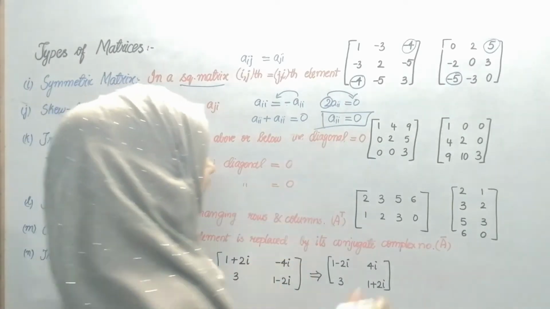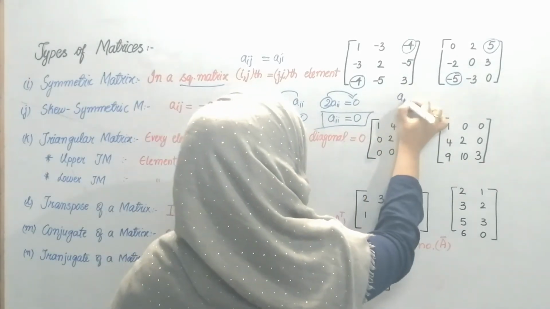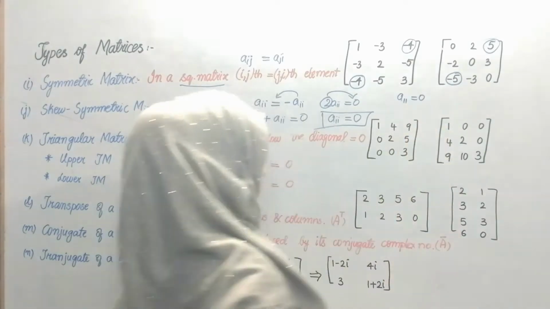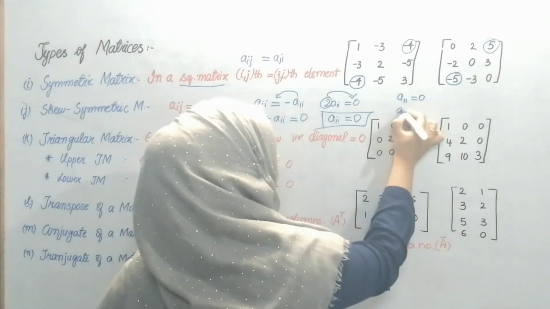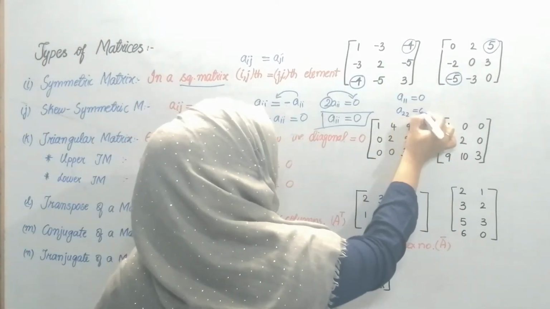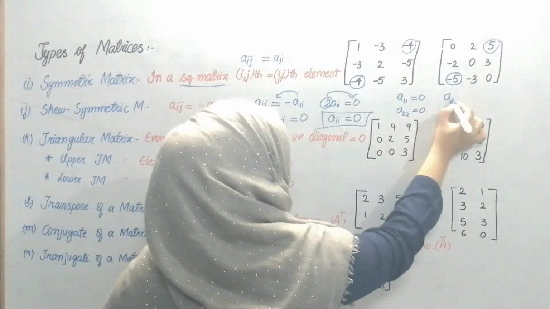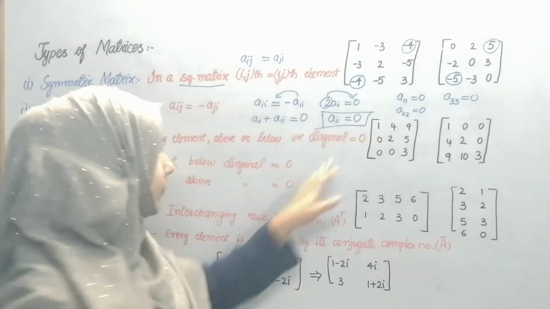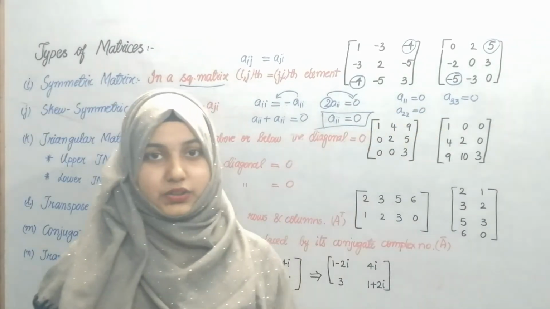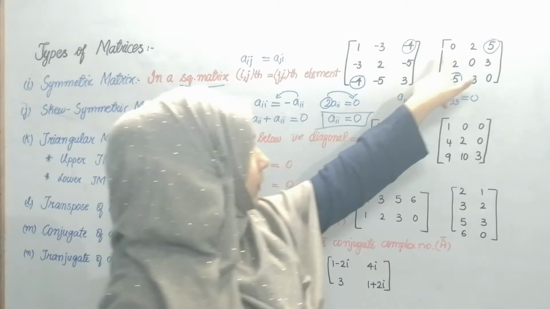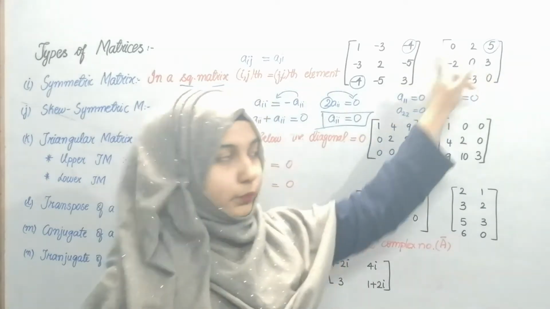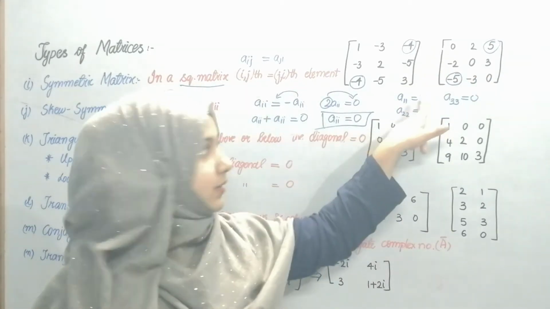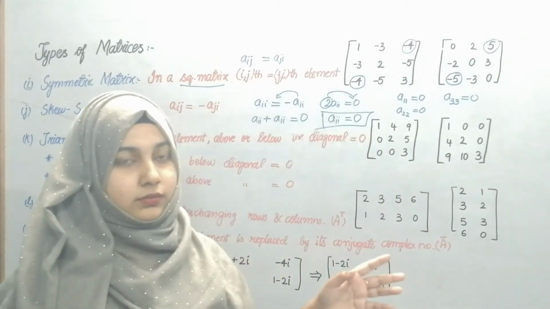Now i can be anything. Suppose i is 1. So a of 1 1 is 0. Suppose i is 2. So a of 2 2 is also 0. Suppose it is 3. a of 3 3 is also equal to 0. Because we got this condition, a of ii is equal to 0. We got this condition. So check here. a of 1 1, meaning first row first column, 0. 0. Condition checked.